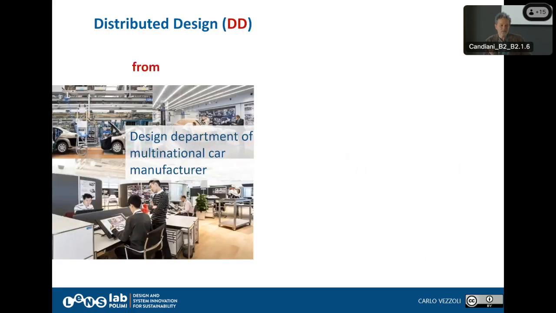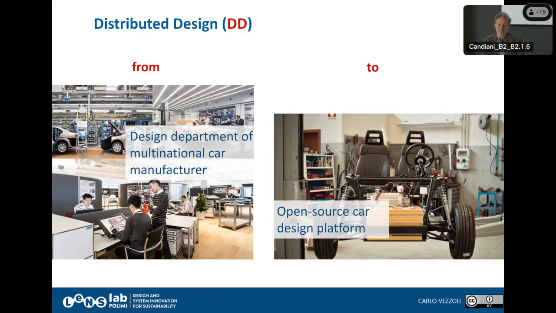Even design could be distributed. Here we have an example of a design department of a multinational car manufacturer, but there are even open source platforms in which the technical drawings for cars are available, and anyone can have access to the drawings and contribute to improving them, and so support the design of a vehicle in a distributed way. So different designers can contribute.